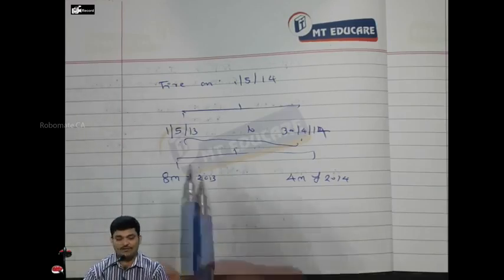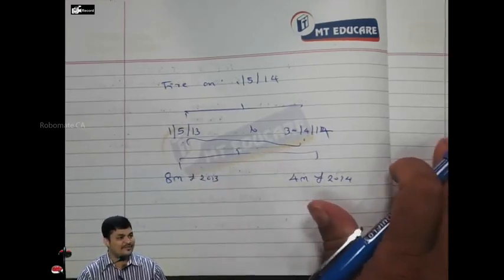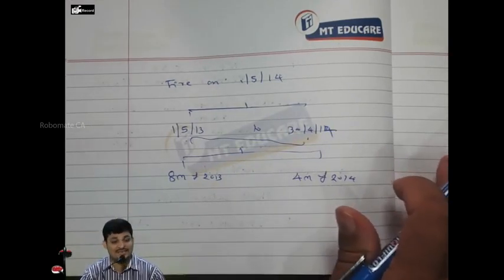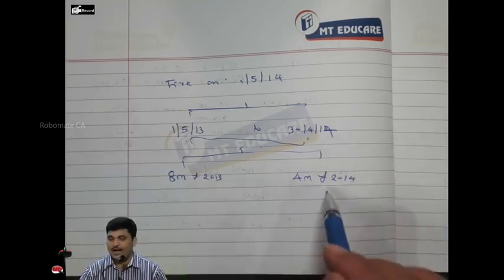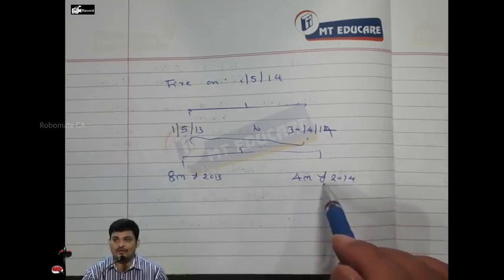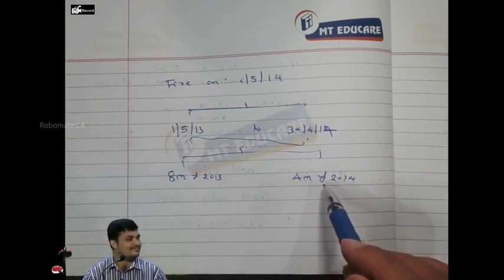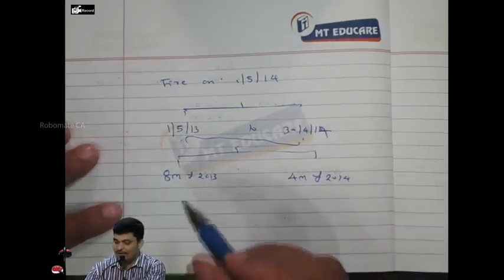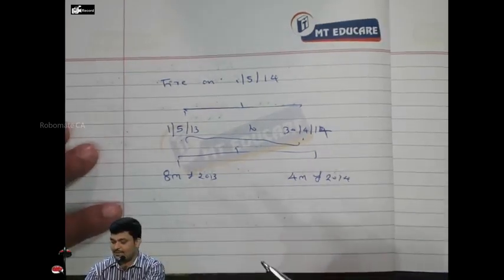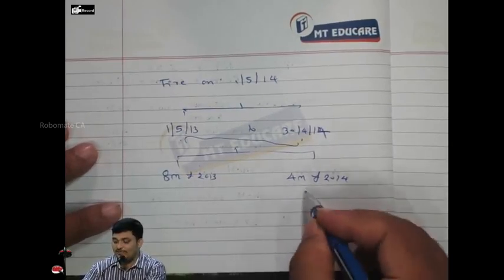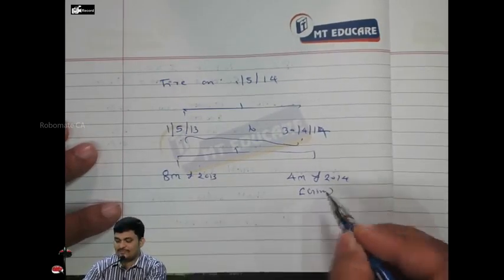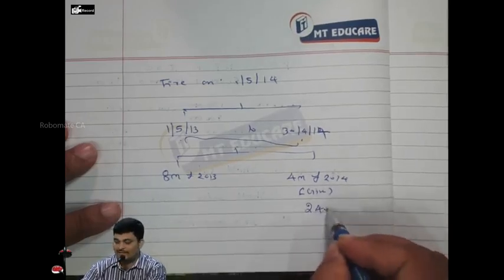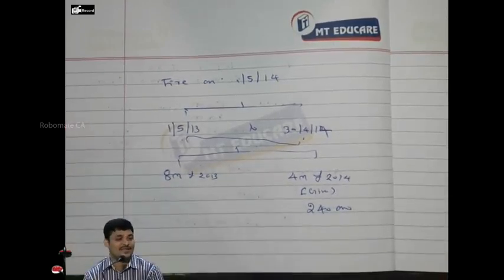Understood? So we have 12 months till the date of hire is what we want, correct? Which will have 8 months of 2013 and 4 months of 2014. Clear? Everybody? Now proceeding further. Now what we understand is that this 4 months of 2014 was given. Correct? It was given how much? 2,40,000. I want 8 months of 2013.